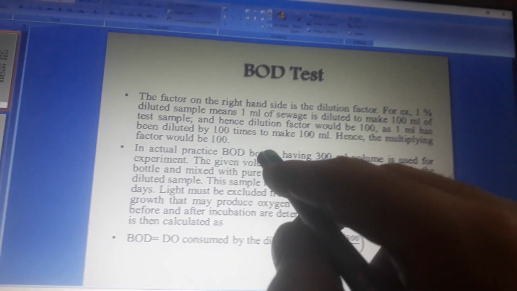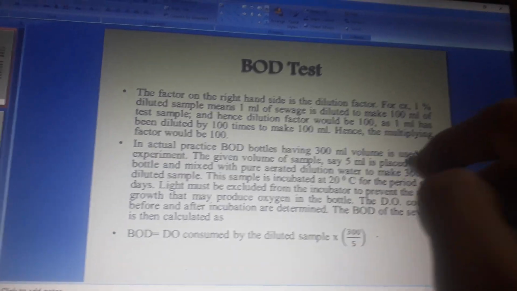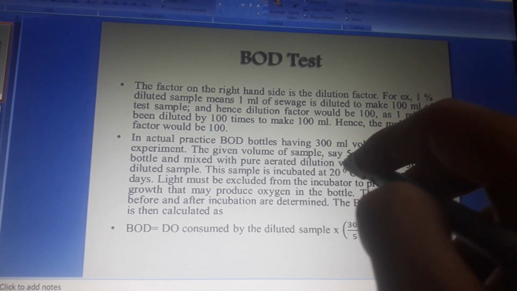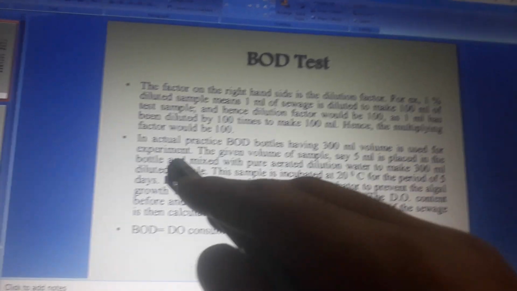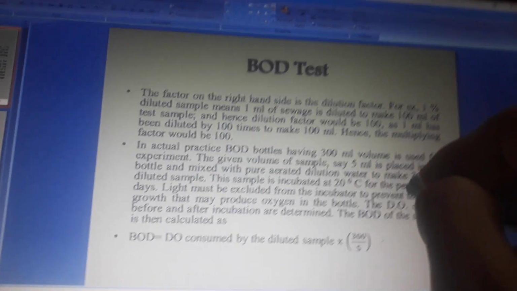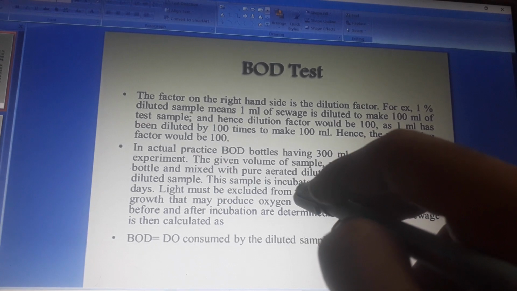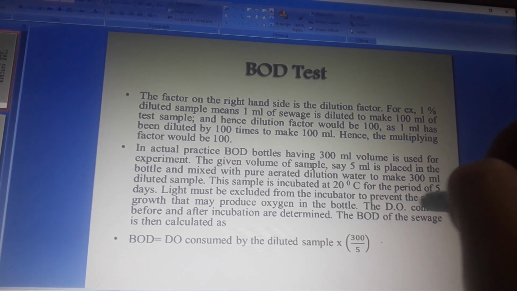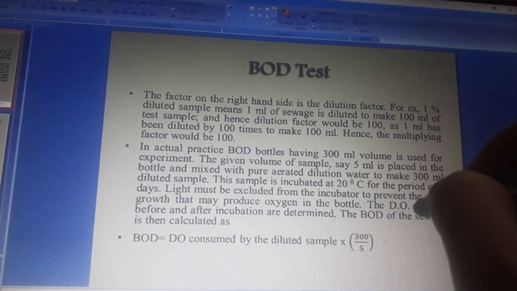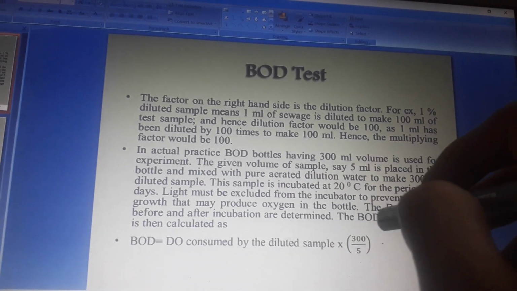In actual practice, BOD bottles having 300 milliliter volume are used for the experiment. A given volume of sample, say 5 milliliter, is placed in the bottle and mixed with pure aerated dilution water to make 300 milliliter of diluted sample. The sample is incubated at 20 degrees Celsius for a period of 5 days. Light must be excluded from the incubator to prevent algal growth that may produce oxygen in the bottle.